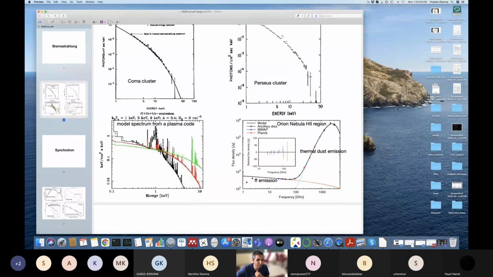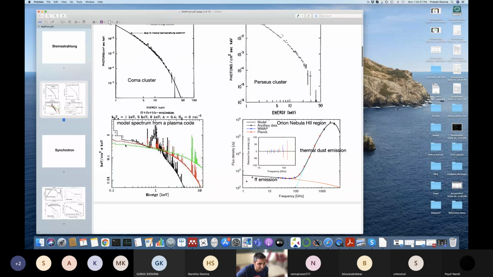So what you have is, you give it some electron temperature. For example, here they consider a single temperature plasma. So here you will see that the low frequency part is pretty flat, with a very weak slope. That's consistent with the Gaunt factor, because here we are constructing these models for a single temperature plasma.